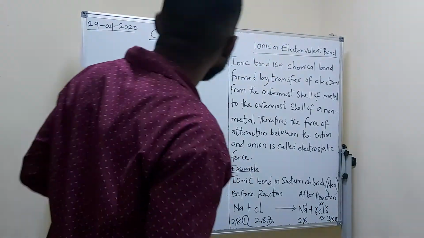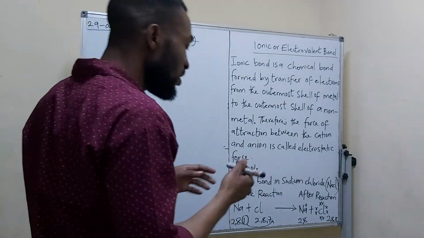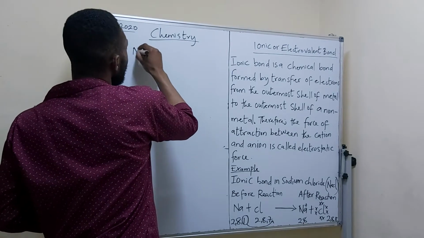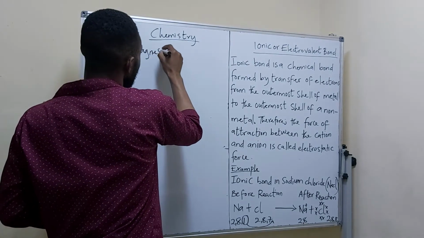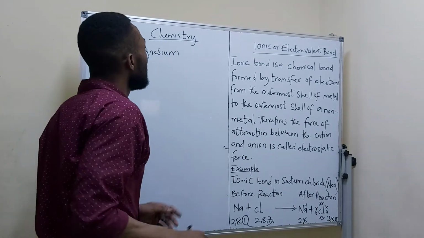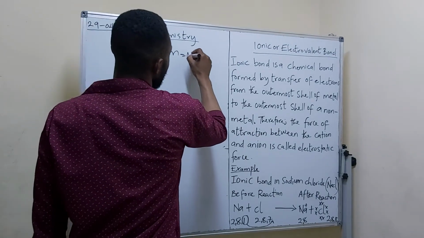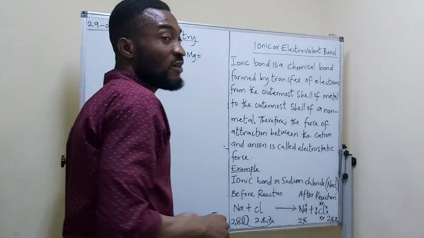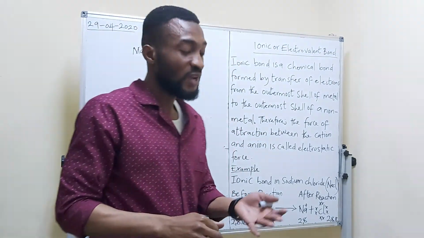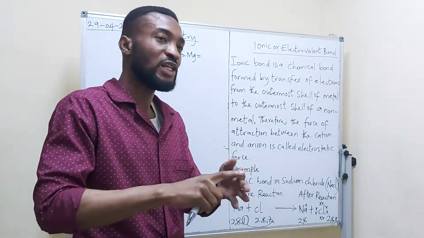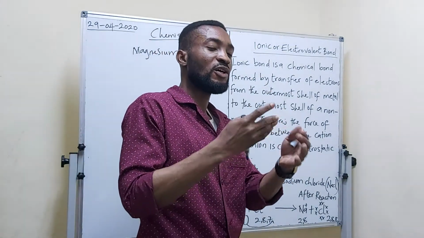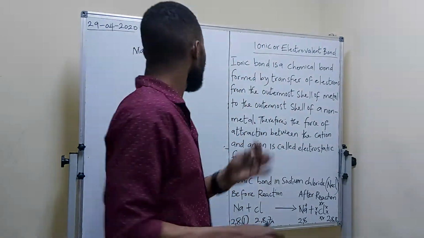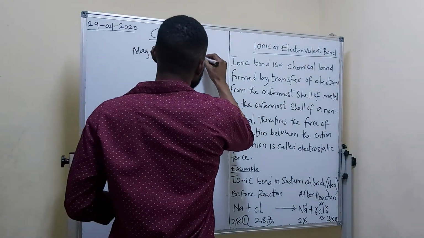So another example, let me use magnesium, which is Mg. If you count from our first 20 elements, I told you you have to know them: hydrogen, helium, lithium, beryllium, boron, carbon, nitrogen, oxygen, fluorine, neon, sodium, magnesium. You can see we have 12, which is the atomic number for magnesium.